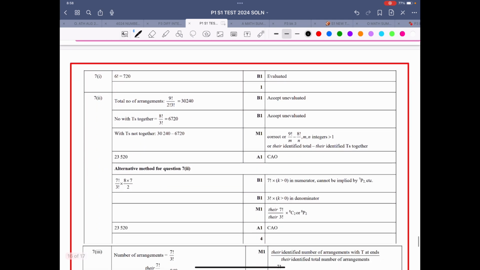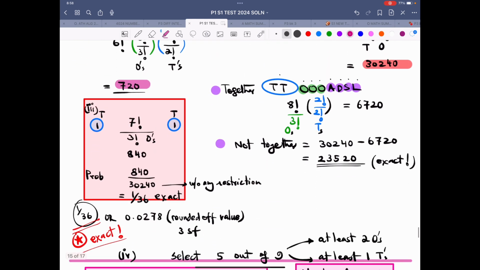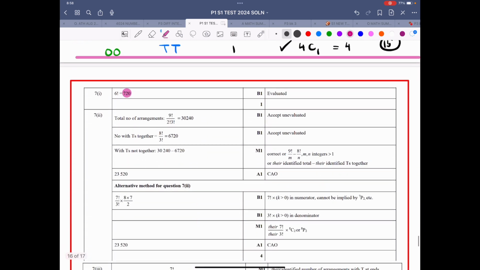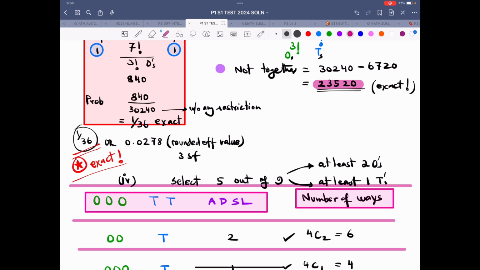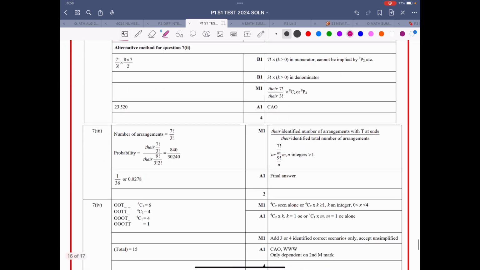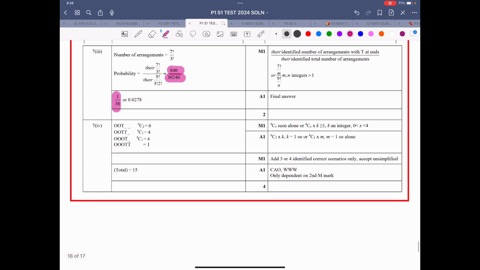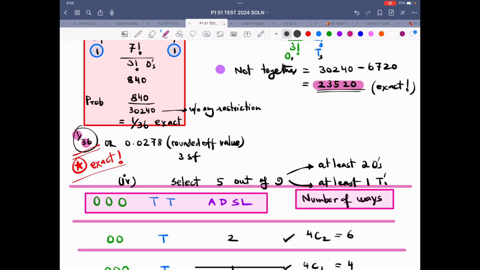Let's double check the answers. The first answer was 720. I think that was the thing. That's right over here. The second answer was this thing, 23520, perfect. The third answer was 1 over 36, 1 over 36 after the division, 840 over 30240, 1 over 36, perfect. And the fourth answer, they have written in their own style. I'm just focusing on the answer, and that is 50. So that's how this particular question is done and dusted.